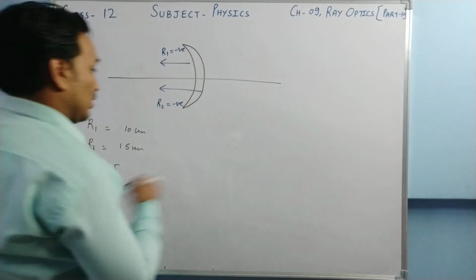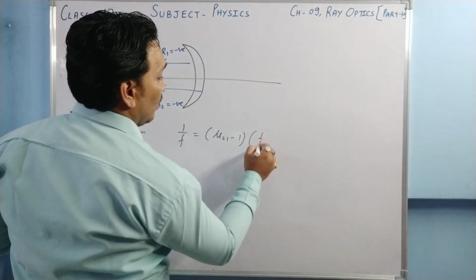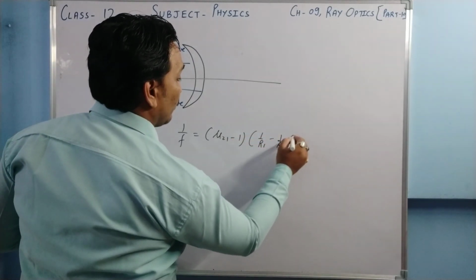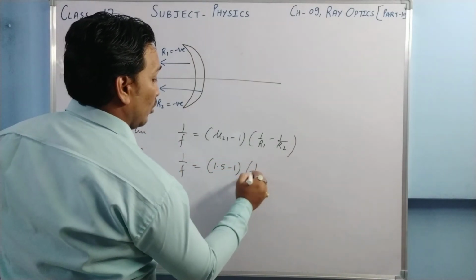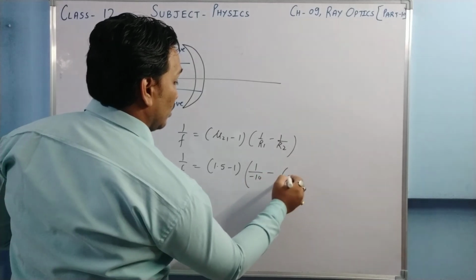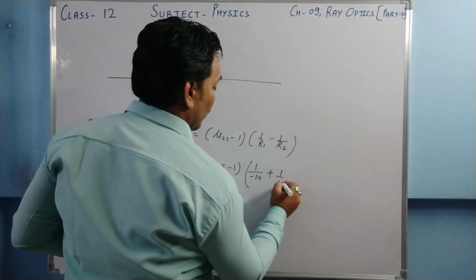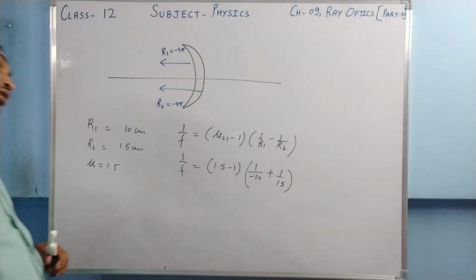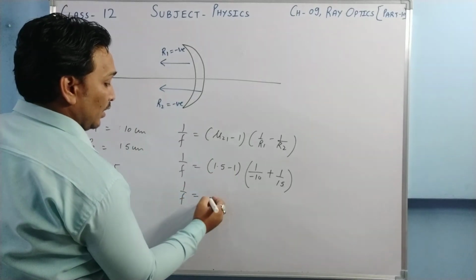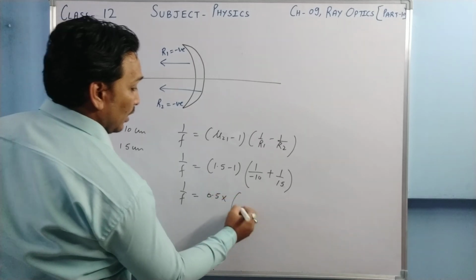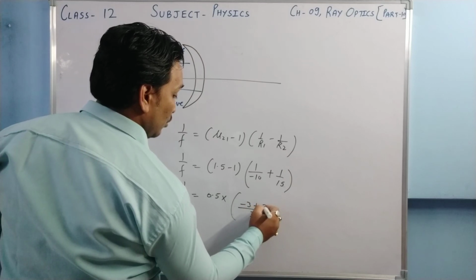So if we apply lens maker's formula, it will be 1 upon F is equal to mu 2 1 minus 1, into 1 upon R1 minus 1 upon R2. So 1 upon F is equal to 1.5 minus 1, into 1 upon minus 10 minus 1 upon minus 15. So if we solve it, 1 upon F is equal to 1.5 minus 1, which is 0.5, multiplied by the LCM, which will be 30. So minus 3 plus 2.